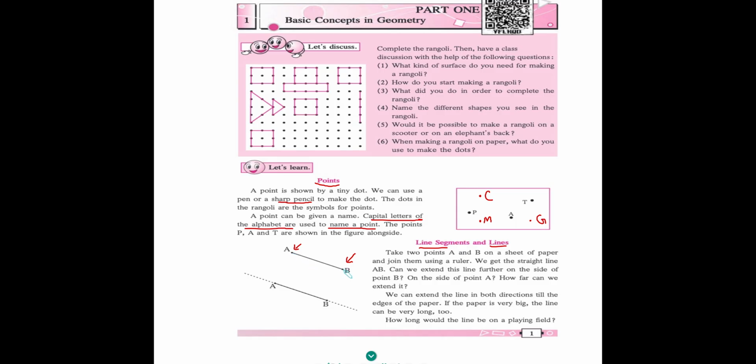So when we join these two points, we get the straight line, and we can extend this line further on the side of point B and on the side of A. How far can we extend it? If you extend it on the side of A and the side of B, that will be infinite. We can extend the line in both directions till the edges of the paper, and if the paper is very big, the line can be very long too.